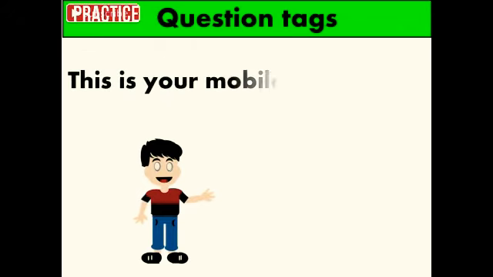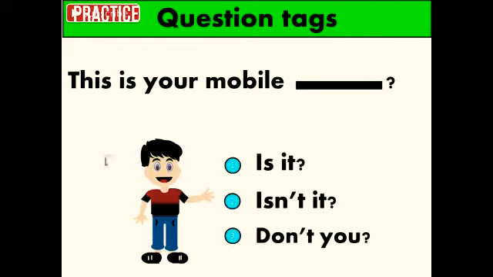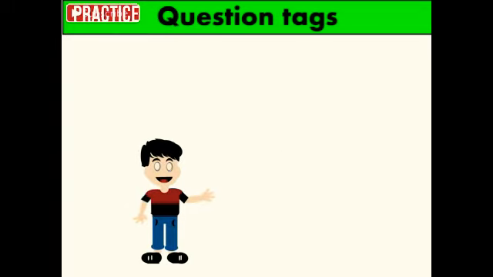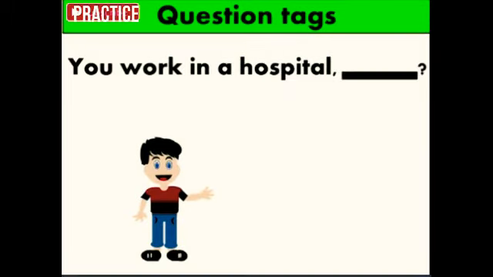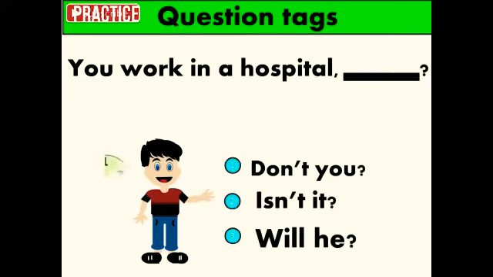Next statement is, this is your mobile. Look at the auxiliary verb here, is, and you also have to put a negative tag here. Isn't it is the correct option here. Next, you work in a hospital. Because it's simple present tense, when we make questions of this tense, we put do and does. So, don't you is the correct option.